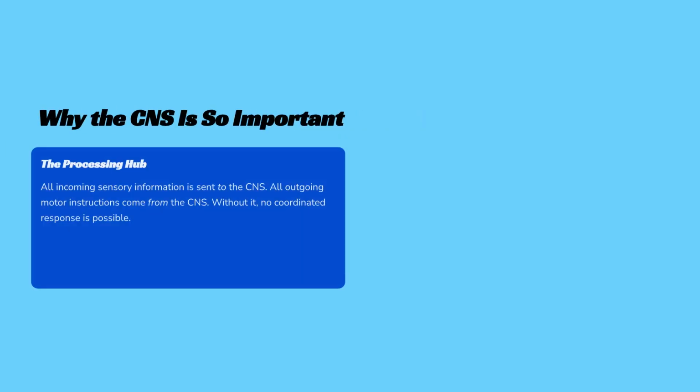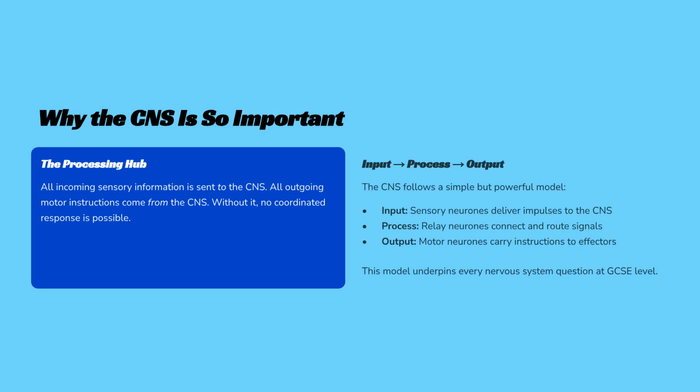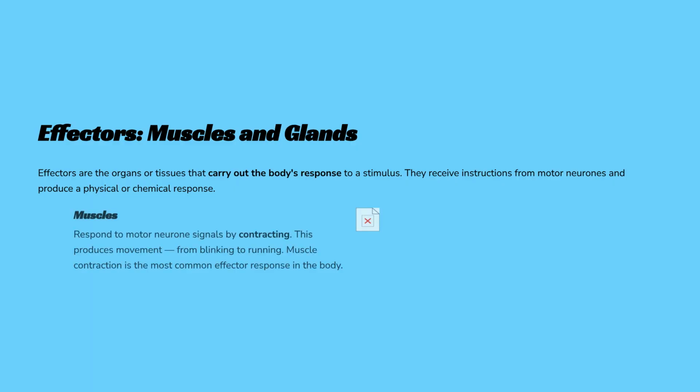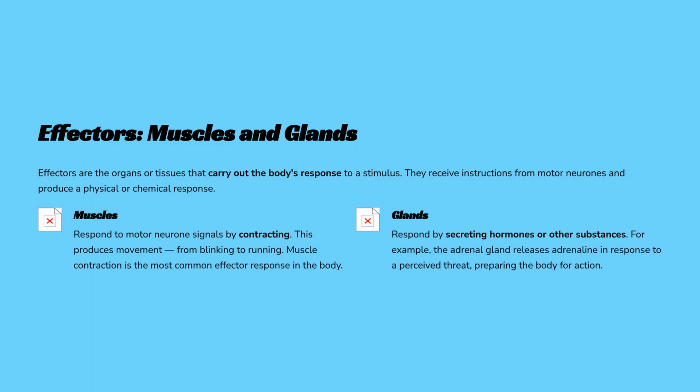The CNS is the processing hub. All sensory information enters the CNS, and all motor instructions leave it. The system follows an input, process, output model involving sensory, relay, and motor neurons, respectively. Effectors are the organs or tissues that carry out the body's response, receiving instructions from motor neurons. Muscles respond by contracting, which produces movement. Glands respond by secreting hormones or other substances.